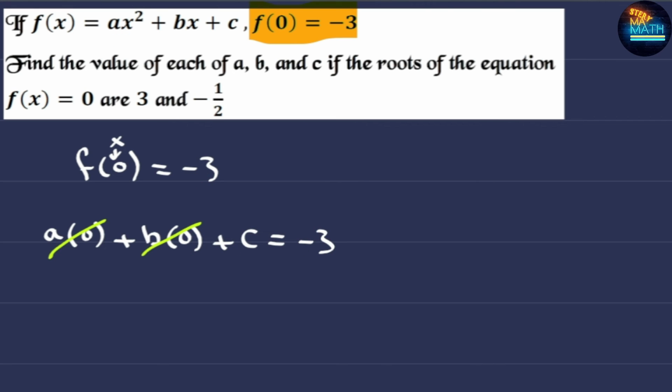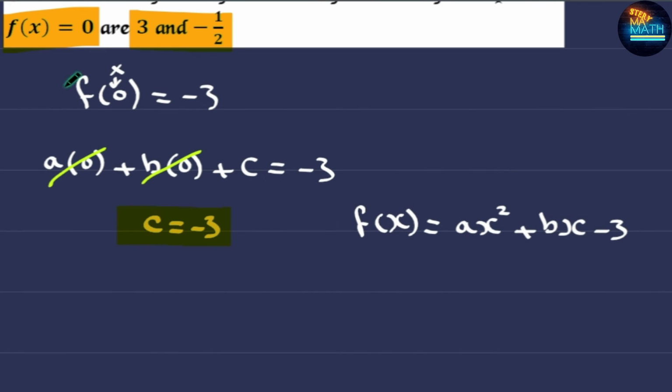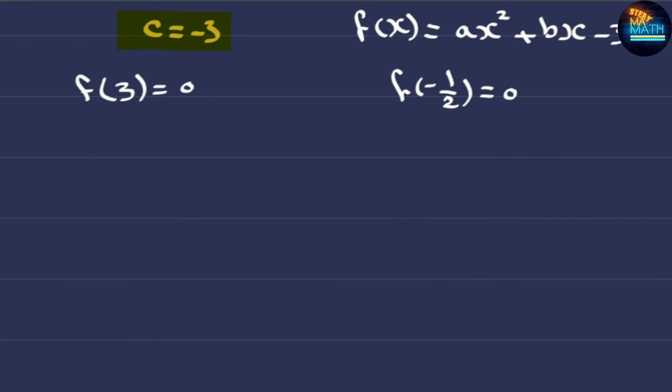So here we deduced that c is equal to negative 3. That is the first requirement in the question. And back to the roots of the equation, he mentioned that the roots are 3 and negative 1/2 that make f of x equal to 0. That means f of 3 is equal to 0, and f of negative 1/2 is equal to 0, because a root means the value that satisfies the equation, which is f of x equal to 0.